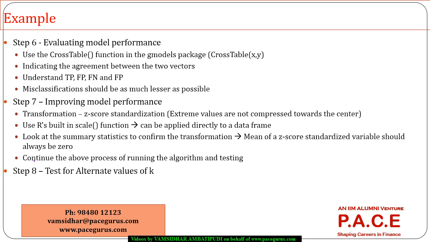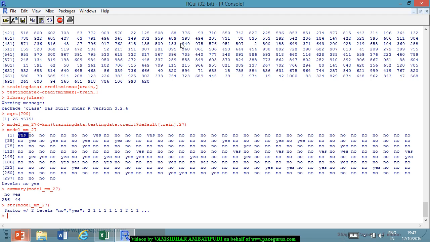Then, the next step for us is to evaluate the performance of the model. I can evaluate it through the table itself, wherein I take the predicted values. The predicted values are coming out with the model mm_27, and I can also take the actual values. The actual values I will take from credit dollar default, with the minus train data. I'll take the minus train rows out here. So I'll do a table of this.